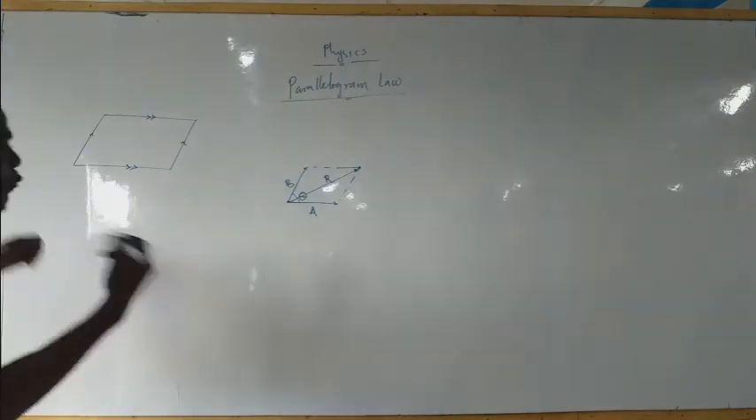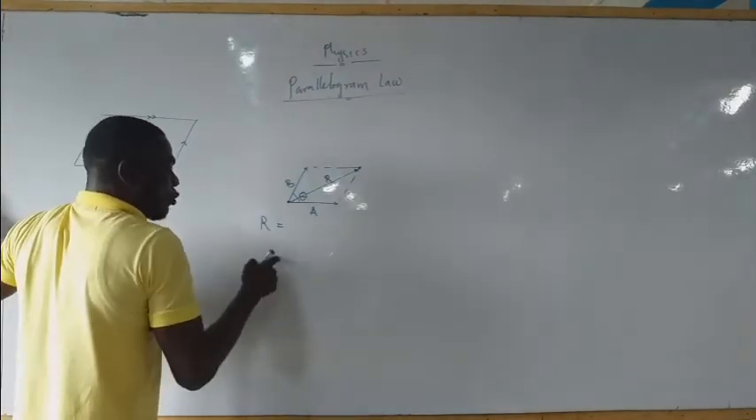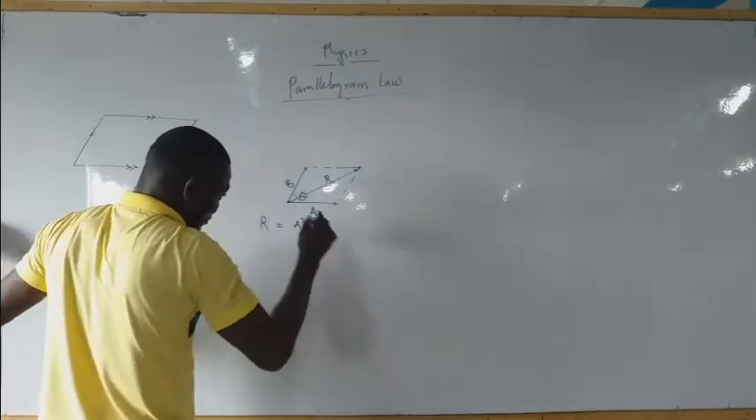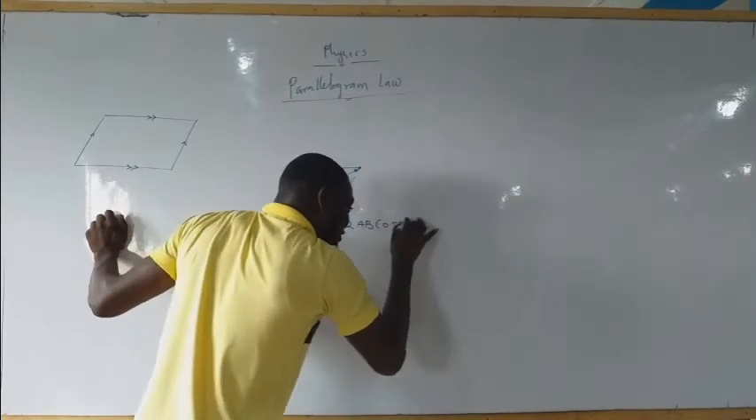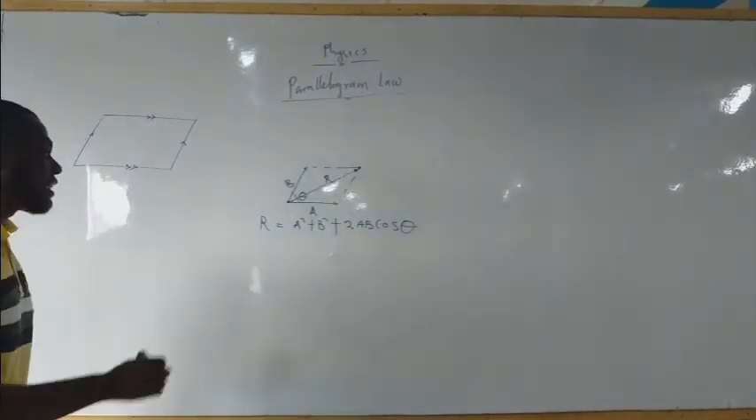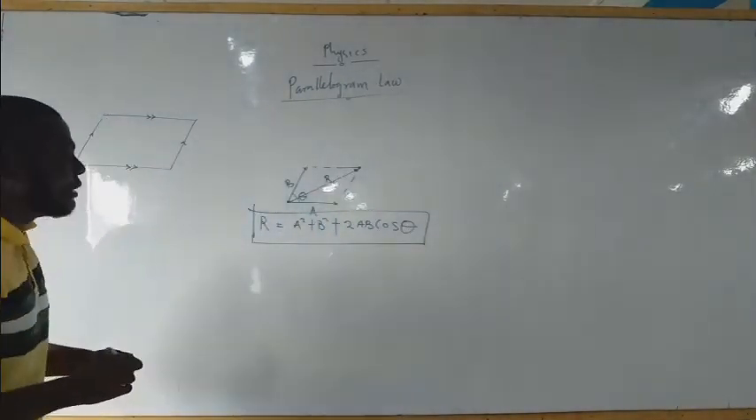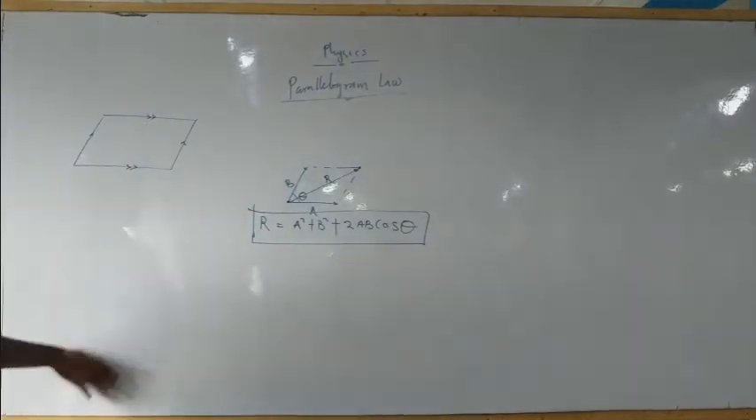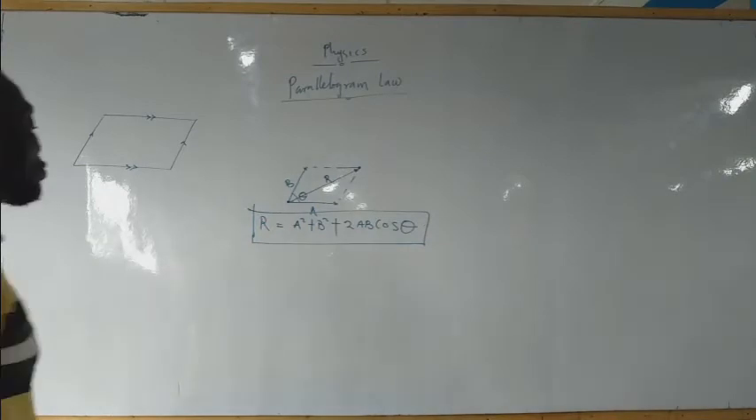From here, we can say that the resultant will be equal to the square root of a squared plus b squared plus 2ab cos theta. Theta is the angle between the two vectors.